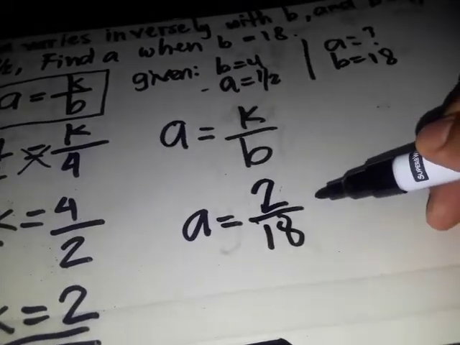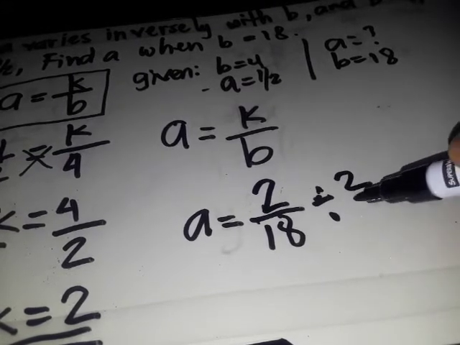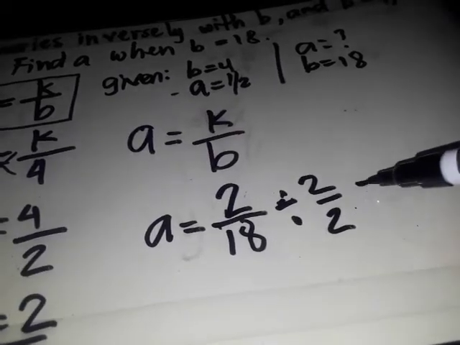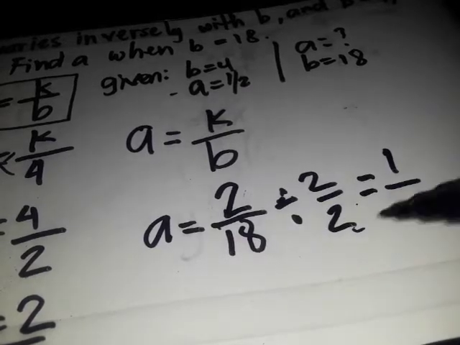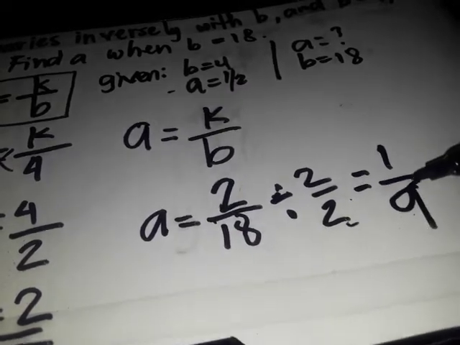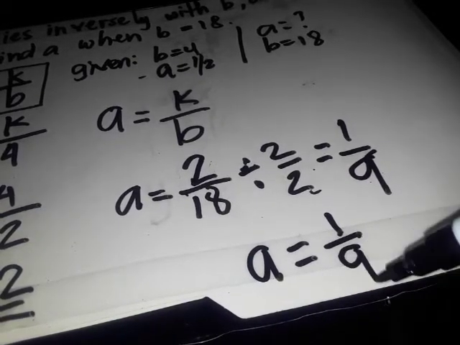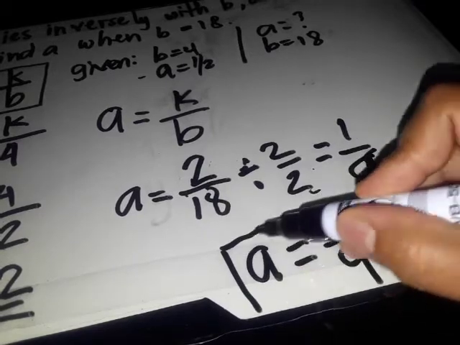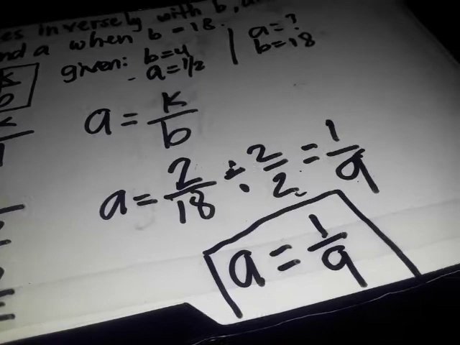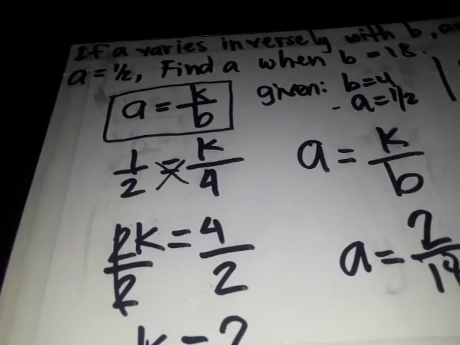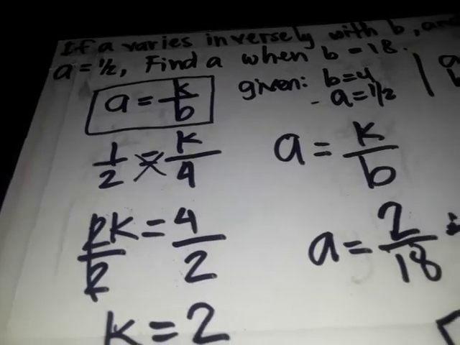So, i-substitute na natin sa taas. Okay? So, ilo-lowest term lang natin, ang 2 and 18 are both divisible by 2. Therefore, 2 divided by 2 is equal to 1. 18 divided by 2 is equal to 9. Therefore, ang ating A ay 1 over 9. Okay, so madali lang, di ba? Ganyan lang siya kukunin. So, ang example na ito ay inverse variation. Okay? So, ito ang inverse variation.